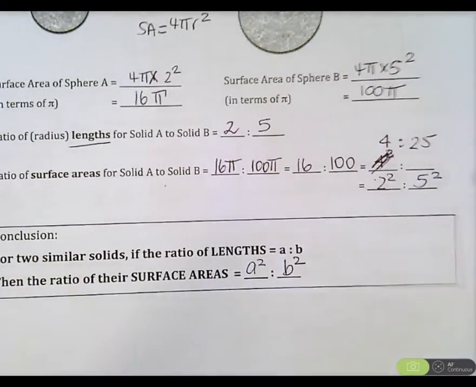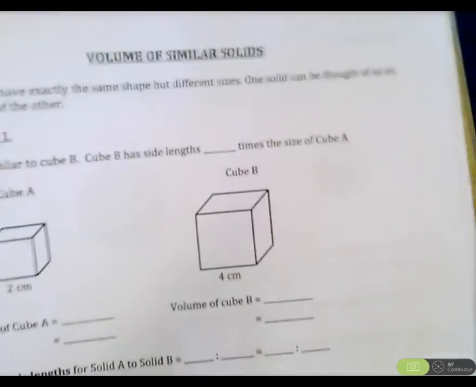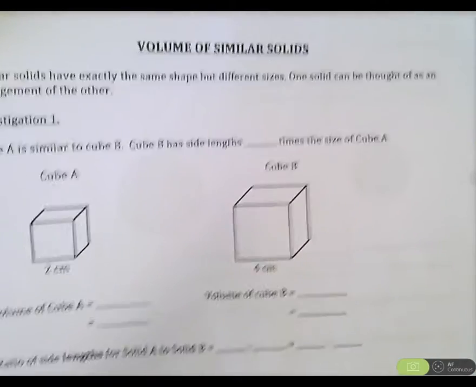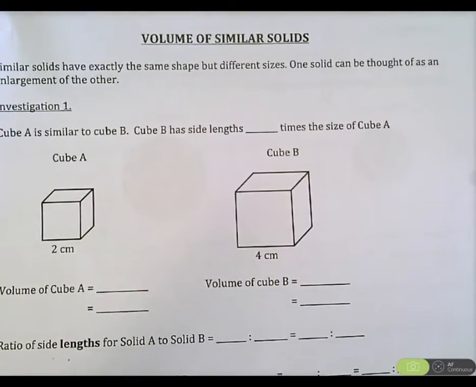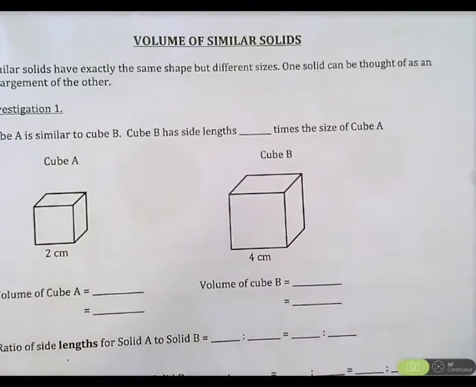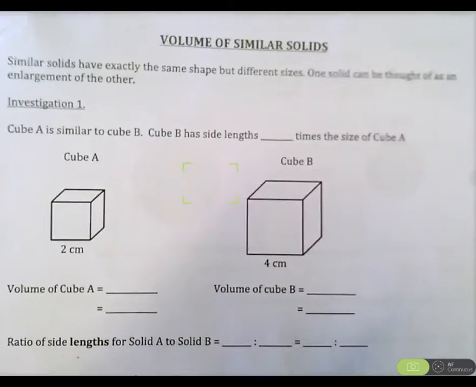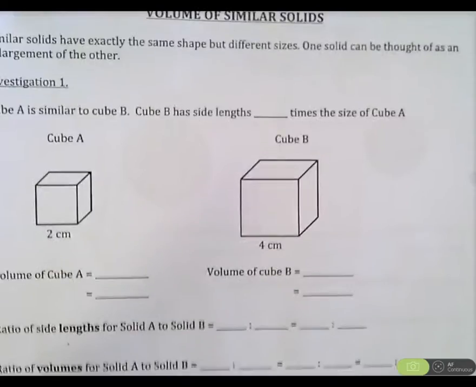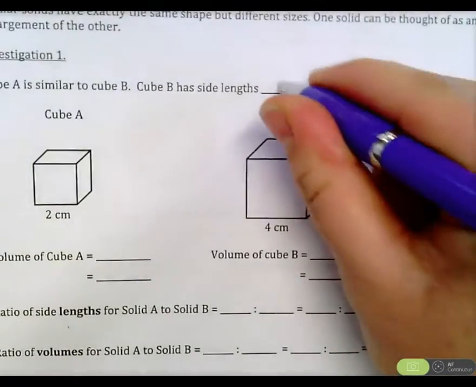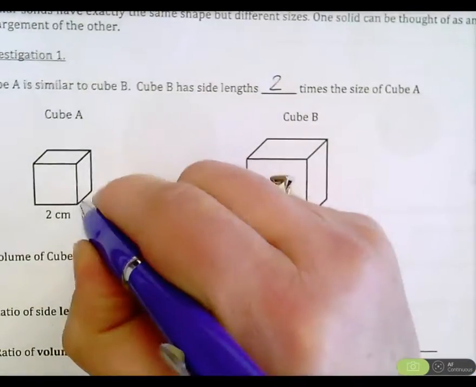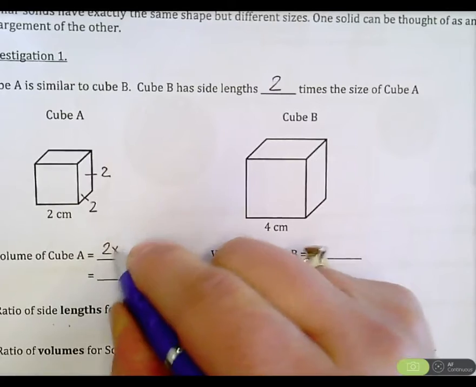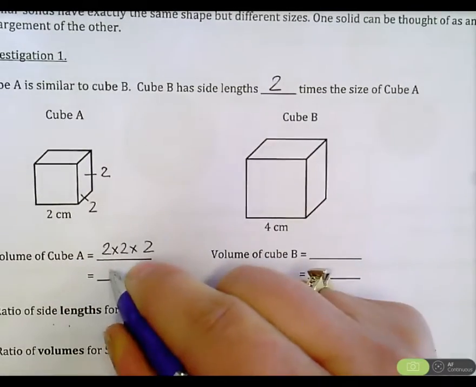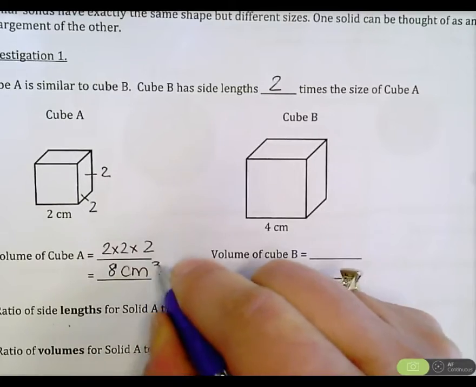All right, next page. Volume. We've got the same similar shapes again. We're just going to look at the volumes of the 3 shapes. So, similar solids have the same shape but different sizes. One solid can be thought of as an enlargement of the other. Cube A is similar to cube B, but the side lengths of cube B are how many times the side lengths? Yep, they're 2 times the side length. It's double the size. So, volume of cube A. Remember, all the side lengths are 2. How do you do it? 2 times 2 times 2, which is 8 centimeters cubed.